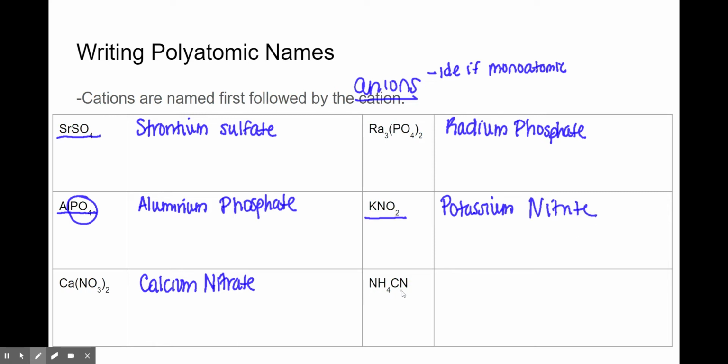Next, we have NH4 and CN. So there are two polyatomic ions here. NH4 is the cation. It is named ammonium. And then CN, cyanide.